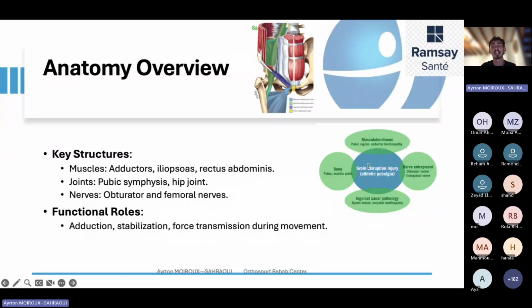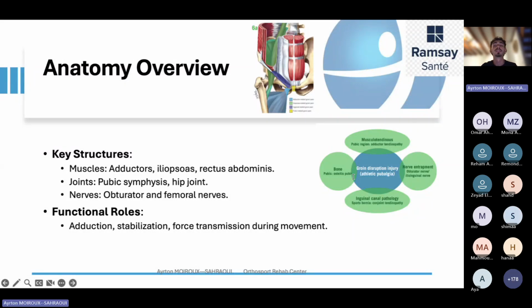For instance, the adductors are responsible for bringing the leg toward the midline, while the iliopsoas plays a vital role in hip flexion. Understanding the distinct function of these muscles allows us to target them appropriately during the rehab.